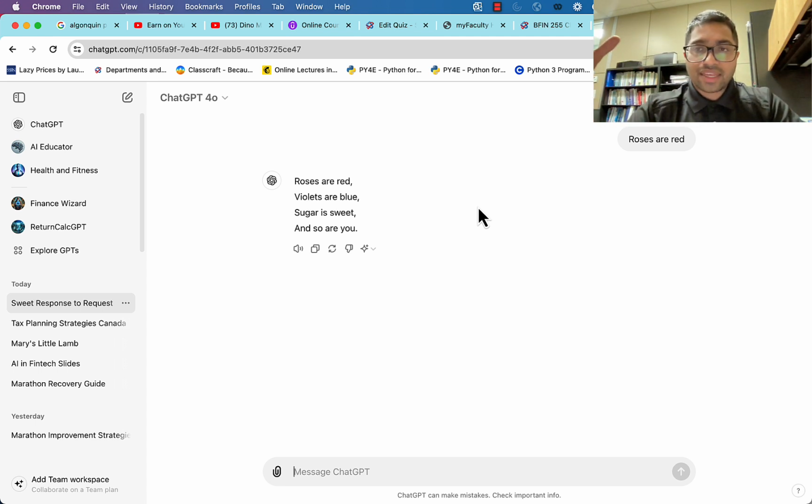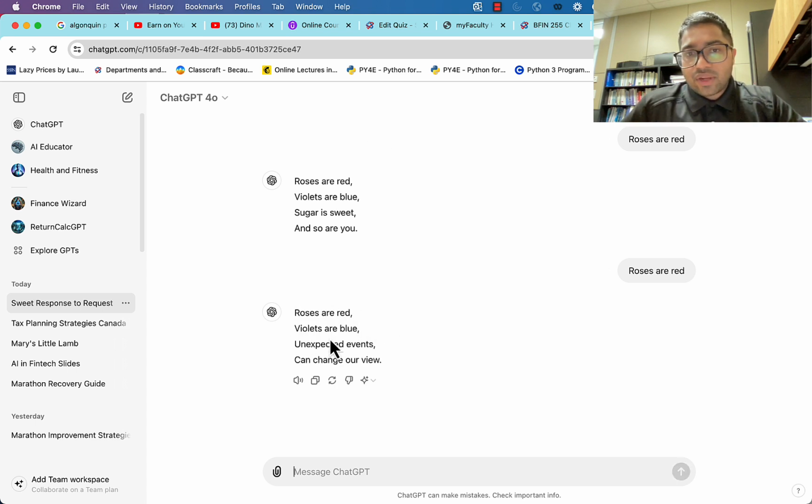So all these natural language processing models work in the same way. They take in inputs from you, then based on the information set that they have, they try to predict the next word that is going to come, and that output is again fed into the system, and so on and so forth. Once again, if you type in roses are red, it predicts: roses are red, violets are blue, unexpected events can change your view. Now see, the outputs are different. First we typed in roses are red, and this was the output. The second time we fed in the same input, the output was different.